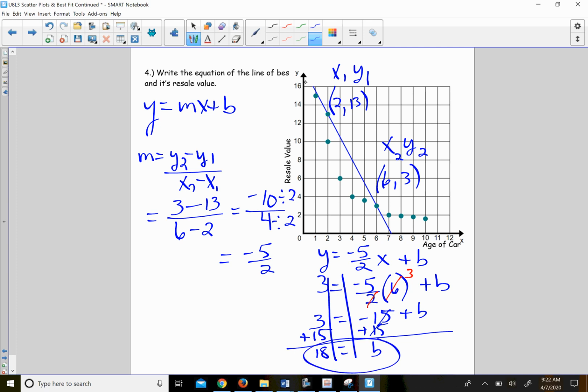So it looks like my assumption, my guess was a little bit off. So I know y equals negative 5 halves x plus 18. So the car started at $18,000. And I can follow the trend of how much it's worth from year to year. It's losing 5 halves each year. And that's it for today.